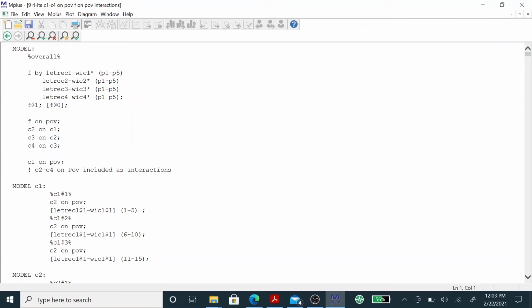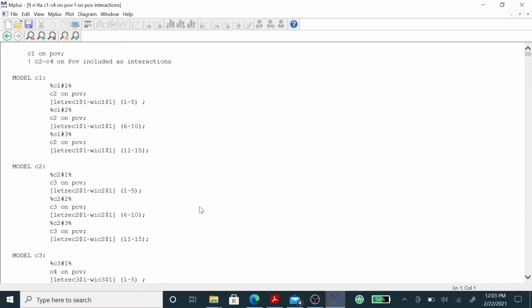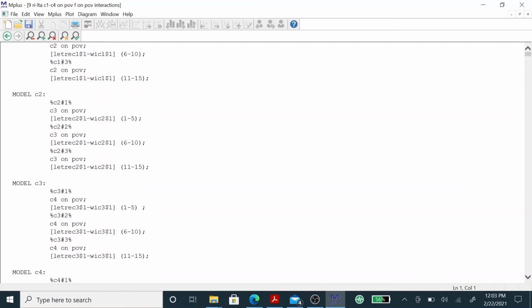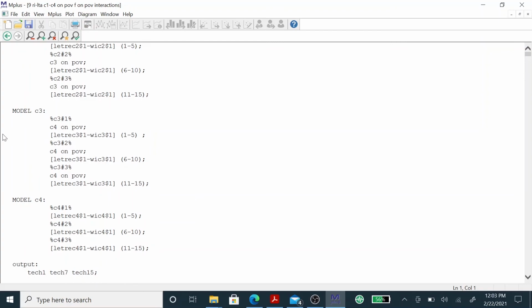And then we have the gist of this. We have C1 on poverty here. And note that we don't have C2 through C4 on poverty, because they are instead included as interactions below here. So for model C1, this is the interaction model. For model C1, we have class-specific C2 on poverty regressions. For each of the 3 C1 classes, we have a different slope for C2 on poverty. Same for model C2, C2-specific C3 on poverty. And for model C3, C3-specific C4 on poverty. So that's the interaction model.